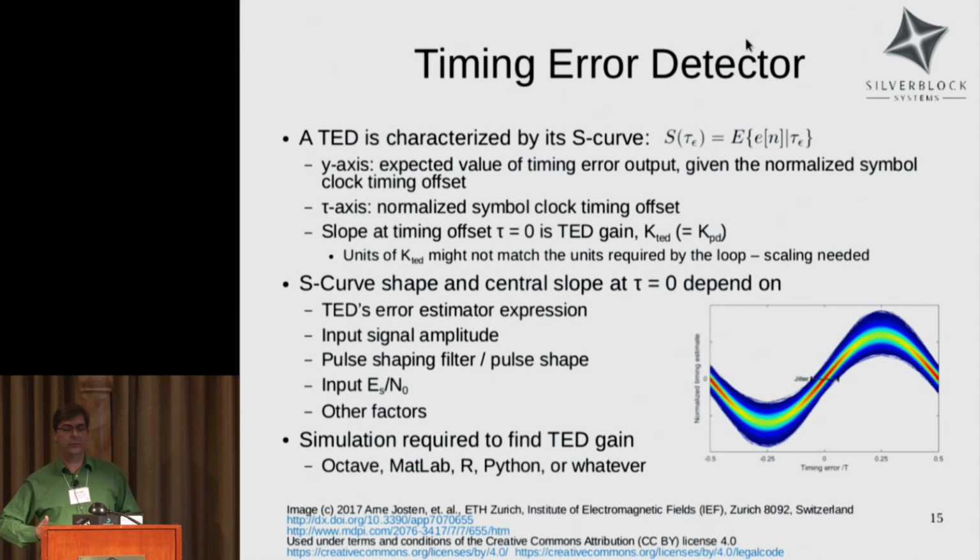The S-curve shape and its central slope at timing offset of 0 depends on the TED's error estimator expression, the input signal amplitude, the pulse shaping filter or the pulse shape you're using, your input signal to noise, and some other factors. This means that if you don't condition your input and keep it sane, your TED gain is not going to be what you expect, and the system won't behave as you would expect it to. So really, to find these TED gains, you have to model the situation that you're dealing with in simulation in Octave, MATLAB, R, Python, whatever you use.